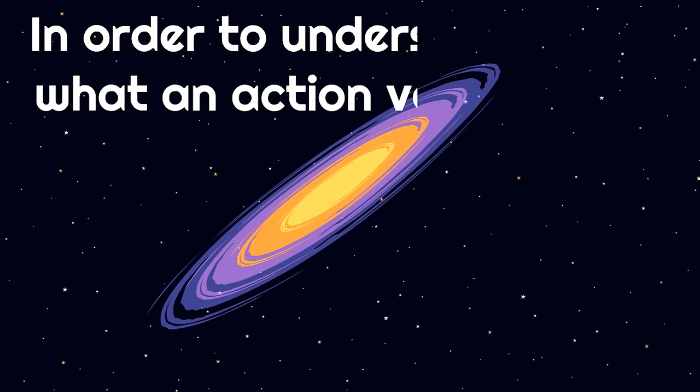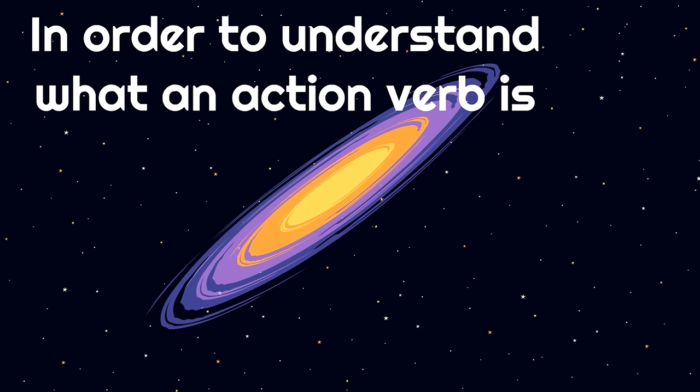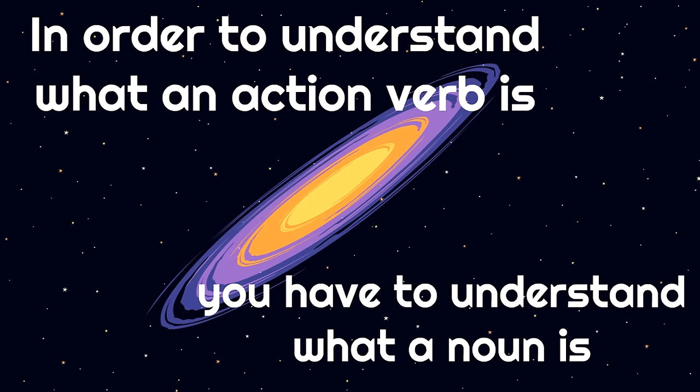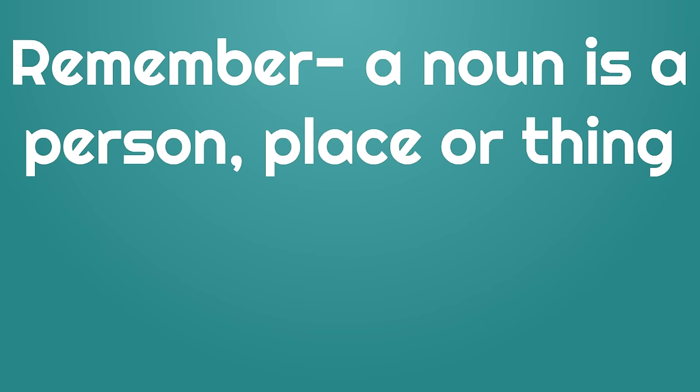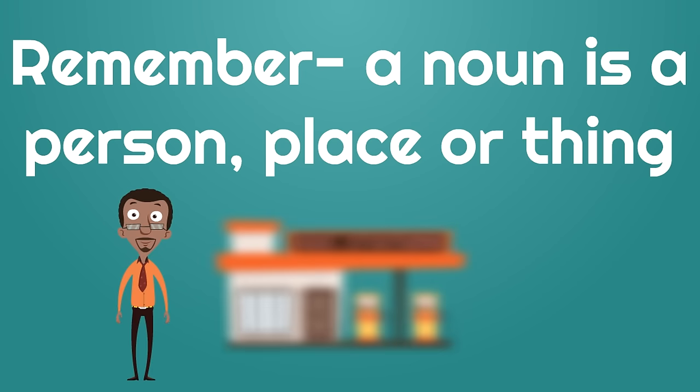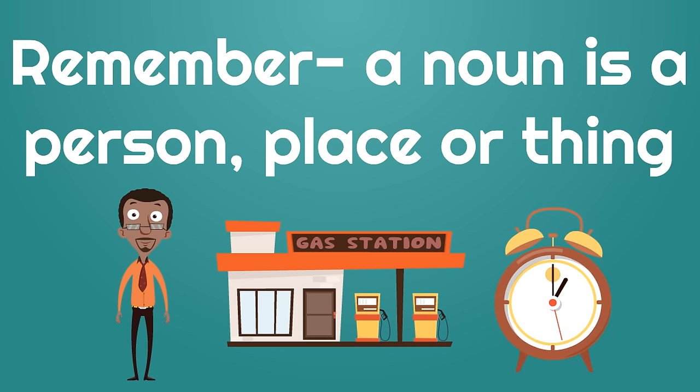The truth is, in order to understand what an action verb is, you have to understand what a noun is. Remember, a noun is a person, place, or thing. A person like a teacher, a place like a gas station, or a thing like an alarm clock. If it's a person, place, or thing, it's a noun.